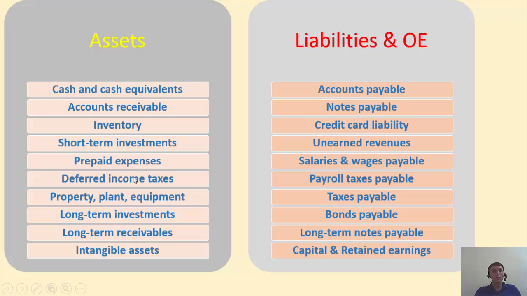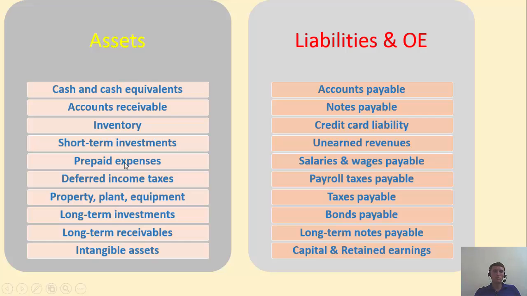Deferred income taxes. That's, you have already paid some taxes, and you might ask, when do I prepay taxes? We're going to talk about that later. But it happens that you actually pay some taxes in advance. As far as you are concerned, you consider that these have been prepaid. In addition, property, plant, and equipment, basically the same term we used earlier. Longer-term investments, long-term receivables, that's money that you expect to collect from your customers in more than 1 year. Intangible assets, okay? So these are the assets.